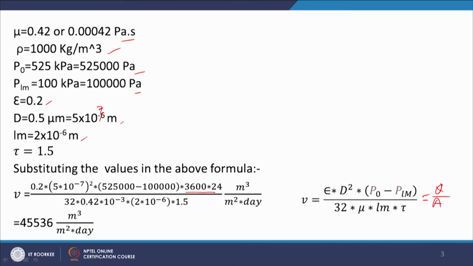That Q was in the unit of meter cube per second. So, we have to convert it into per day. So, that 3600 into 24 is multiplied, and then after getting the solution of this expression, V is coming as 45536 meter cube per meter square per day. So, we were asked to calculate this one and now we are able to solve it.